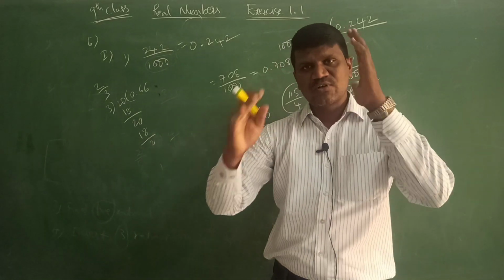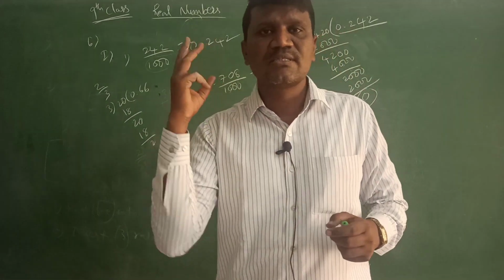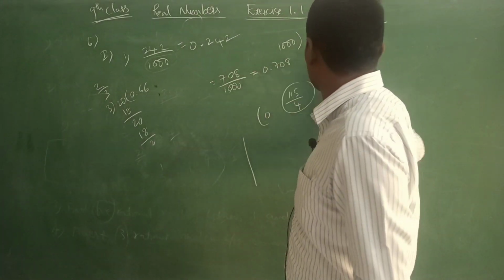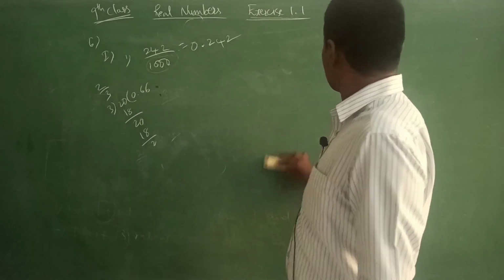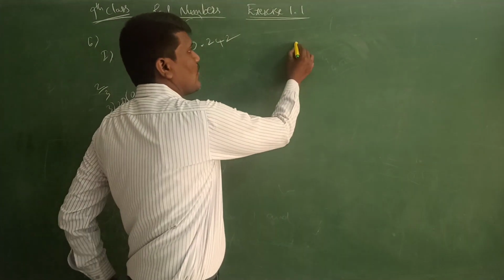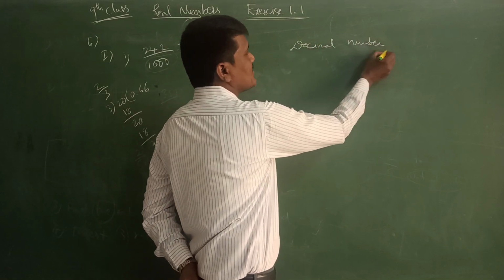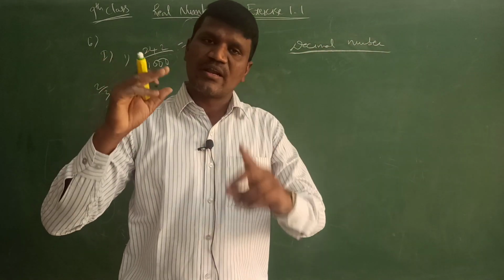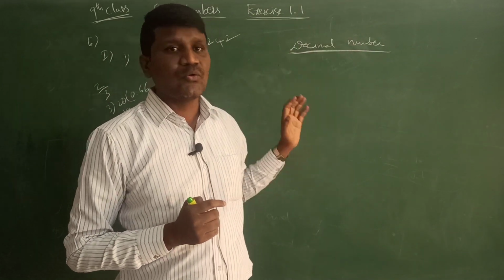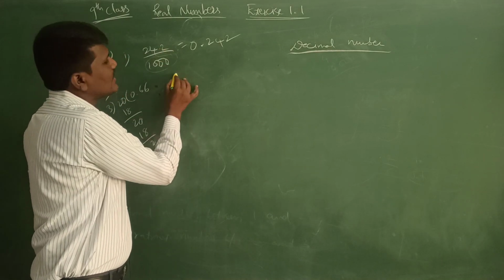Here we should note one thing: decimals are in fact 3 types. Actually decimals are 3 parts, but let us divide decimals into 2 parts. This is the most important topic, children. In the 10th class also you will definitely get one question based on decimal numbers. If you observe this, after dividing we got remainder as 0.